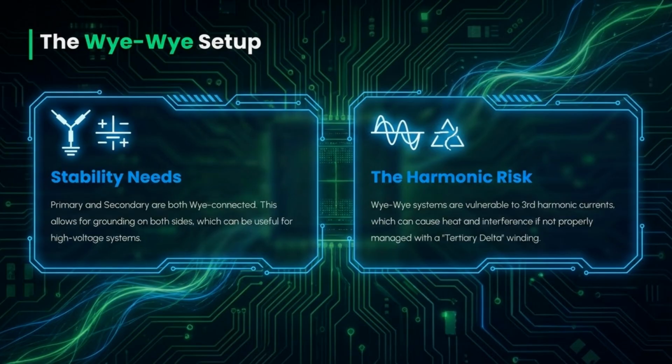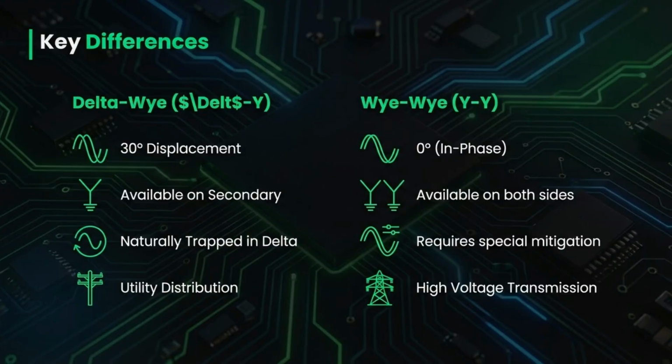The Wye-Wye setup allows for grounding on both the primary and secondary sides, useful for high-voltage systems. However, these systems are vulnerable to third harmonic currents, which can cause heat and interference. Key differences include the 30-degree phase displacement in Delta-Wye versus the 0-degree displacement in Wye-Wye. Also, Delta-Wye is common for utility distribution, while Wye-Wye is often used in high-voltage transmission.